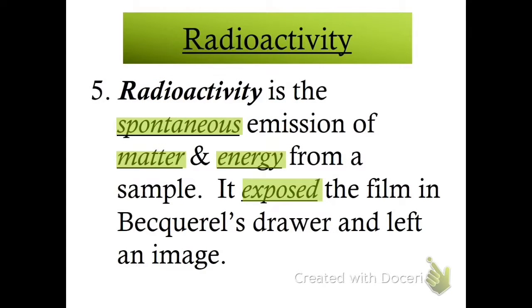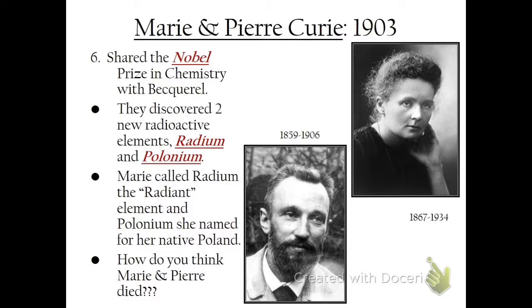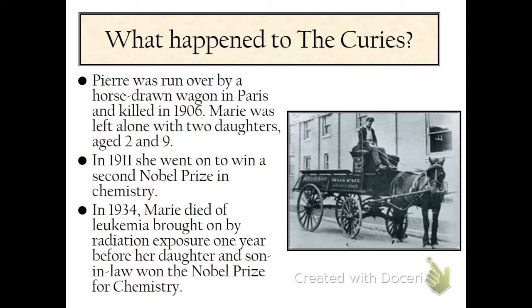This led to the beginnings of our understanding of radioactivity, which is the spontaneous emission of matter and energy from a sample. This is what exposed the film in Becquerel's drawer and left an image. Marie and Pierre Curie, also in the late 1800s, early 1900s, studied radioactivity much further. They discovered new radioactive elements, radium and polonium, and did a lot of work and won Nobel Prizes for it.